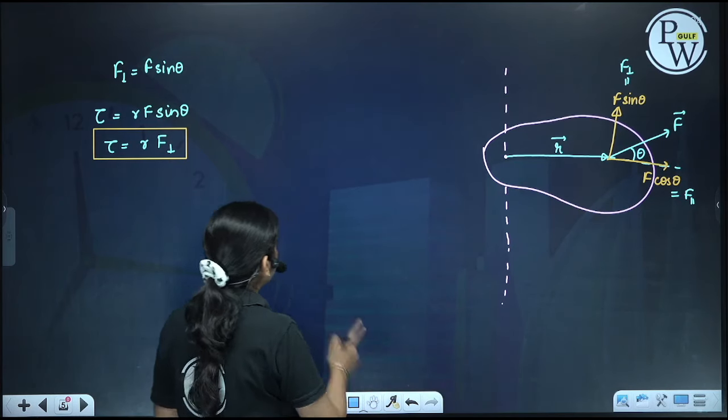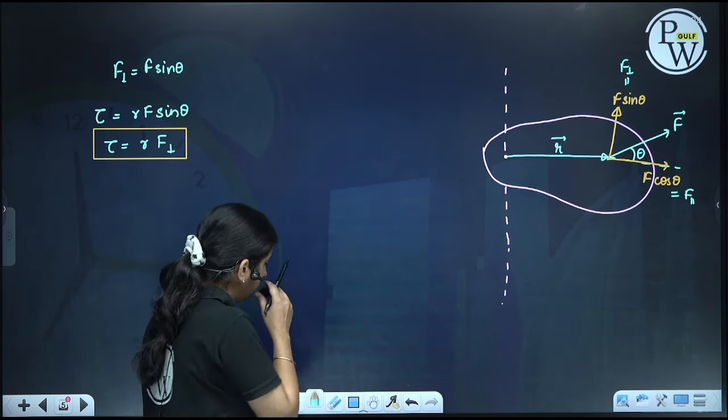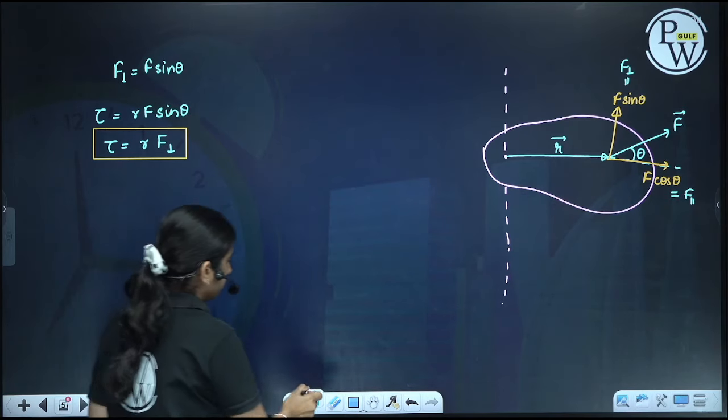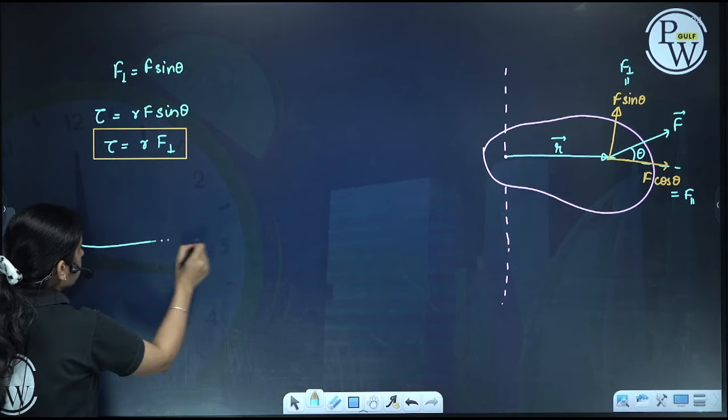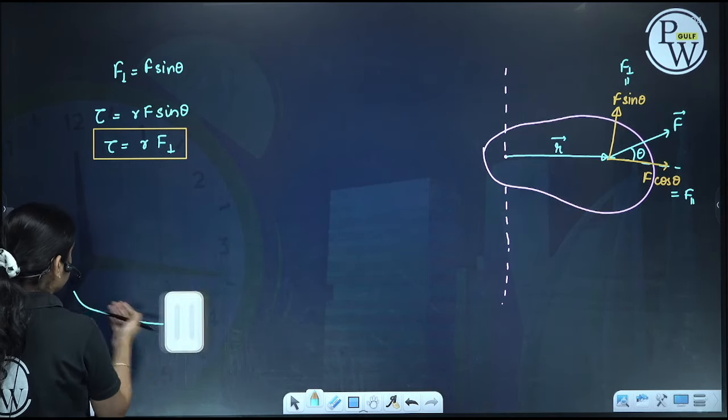Another way of calculating torque is, if this is my rigid body, let us draw it.